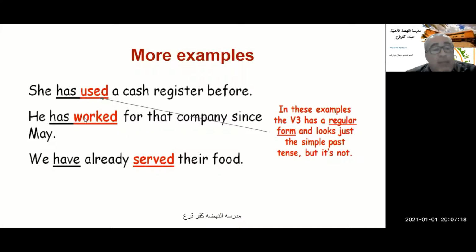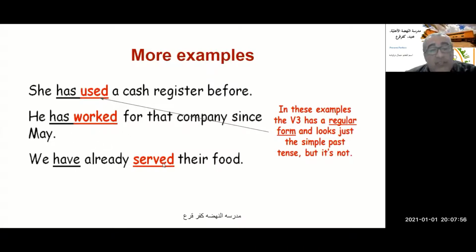The second example, he has worked for that company since May. Now here we have since, which shows a starting point of time. So he has worked for that company since May. I have a question for you here. Does that mean that now at present he is still working there? Or does it mean that he stopped working there? What do you think? Exactly, he is still working there because of since. Since in Arabic means mundo, which means the action is still going on.